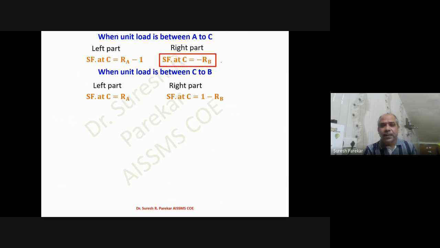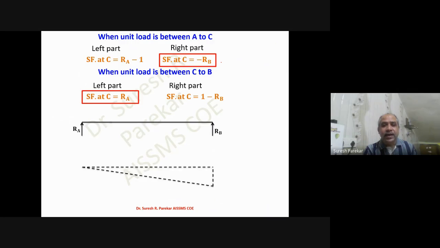Whichever becomes easy for us, that we will consider. In A to C we will consider minus RB, and in C to B we will consider RA. We are considering it likewise because we know the ILD for RA and we know the ILD for RB. So between A and C we consider the ILD of RB with minus sign, and between C and B we consider the ILD of RA with plus sign, or as it is.